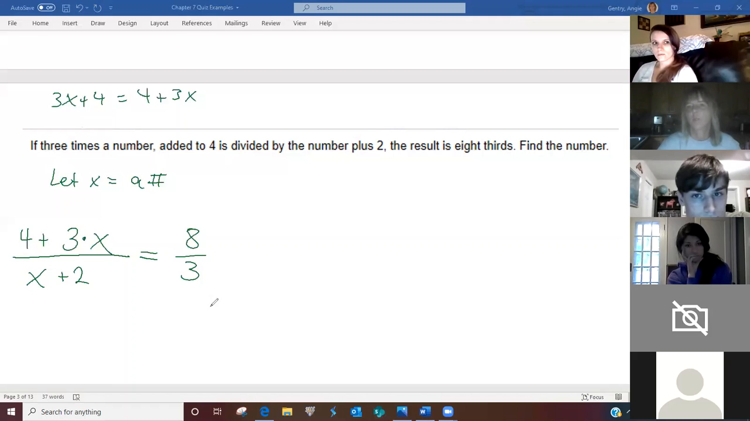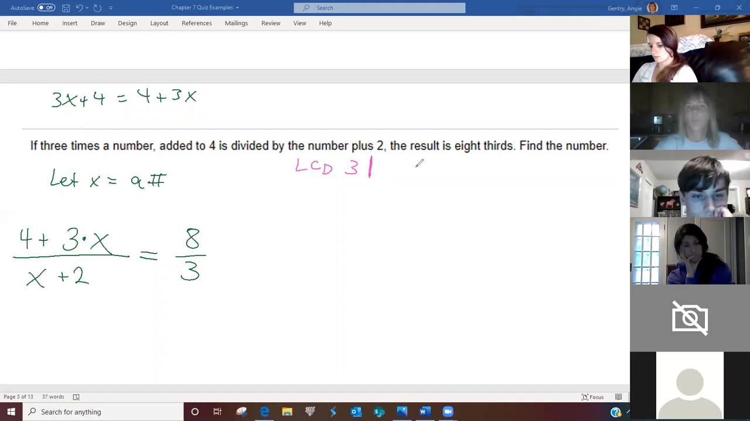And now you have to solve it. Now you can cross multiply, because you can multiply the 8 times the x plus 2, but you have to then distribute. See it? And you can multiply the 3 times that 4 plus 3x, or 3x plus 4. Or you can do the magic trick. So let me throw that magic trick up there. LCD. I see a 3.